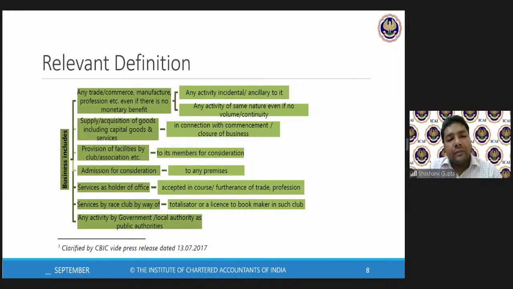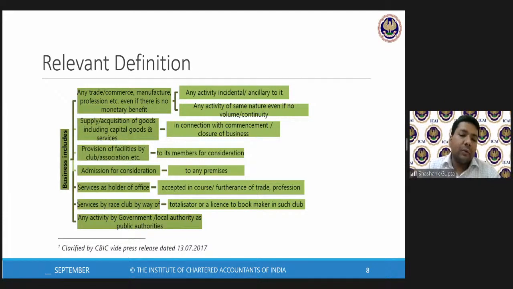It also includes supply, acquisition of goods, including capital goods and services. It also includes provision of facilities by club associations. It includes admission for consideration. It includes services as holder of office. It includes services by a race club by way of a totalisator. So basically, what is this? These are race club organizers, they are known as totalizer, or license to a bookmaker in such a club.